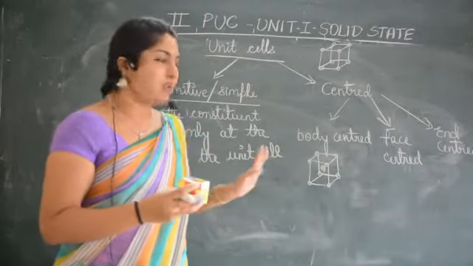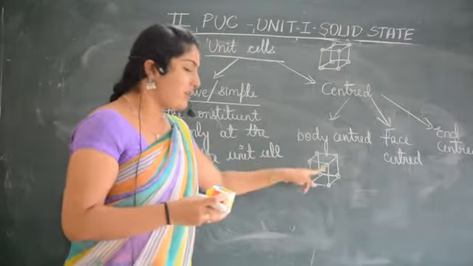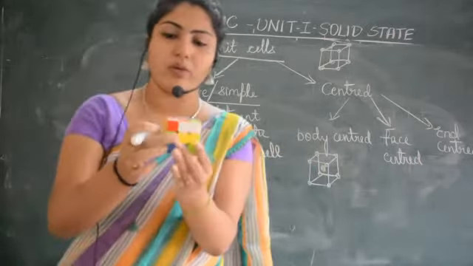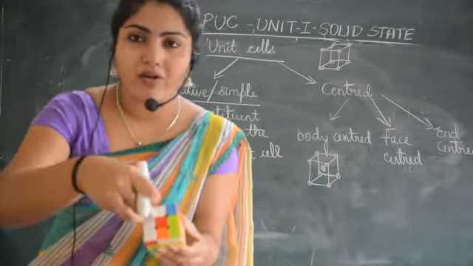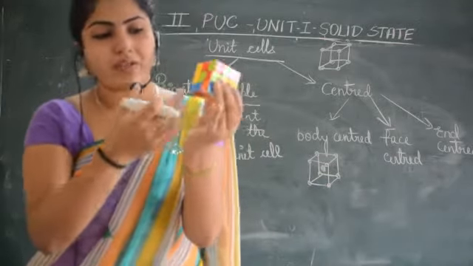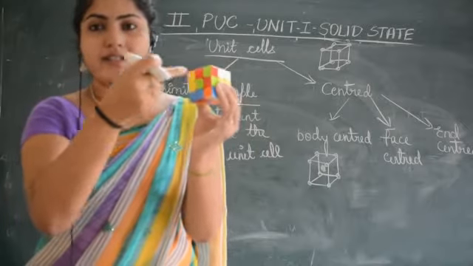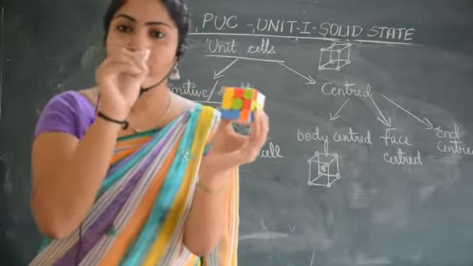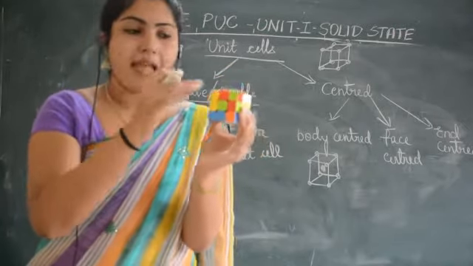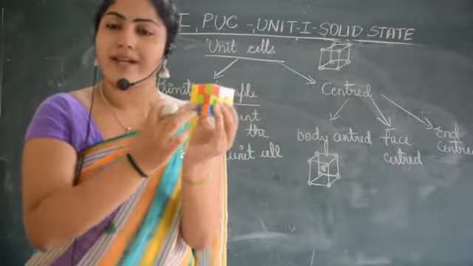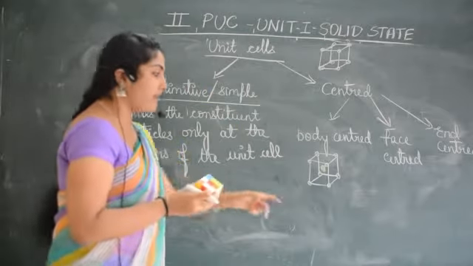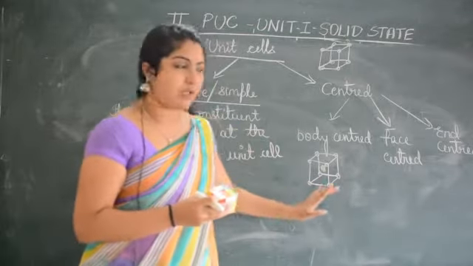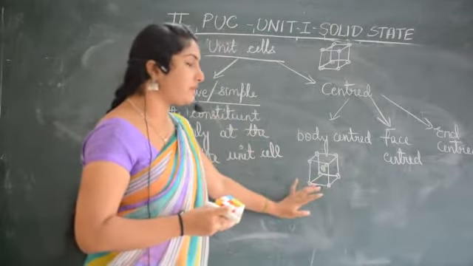Hope you are following. What is the point? Body centered means inside the whole unit cell, exactly at the center. I cannot open this and show it to you, so I mean to say, at the center there will be one atom present. Along with the corners, one at the center of the body, and that is called body centered unit cell. This particular picture you can think of.